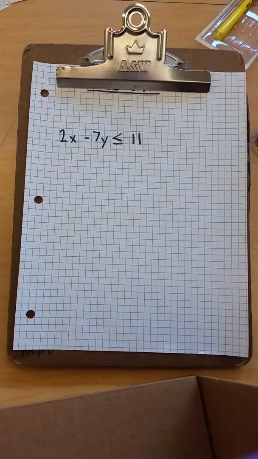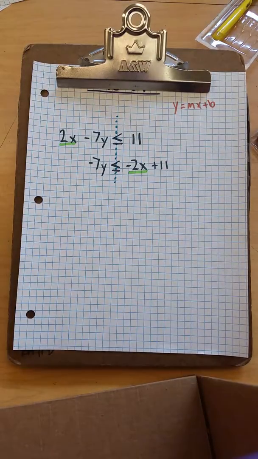What about a problem like this? 2x minus 7y is less than or equal to 11. How do we graph it? Well, we want it to be in slope-intercept form, so we need to get the y alone. The first thing we should do is get rid of the x term. Remember, when we switch sides, we switch signs. So now we have a -2x on the right side. The -7y stays on the left, and the +11 stays on the right.